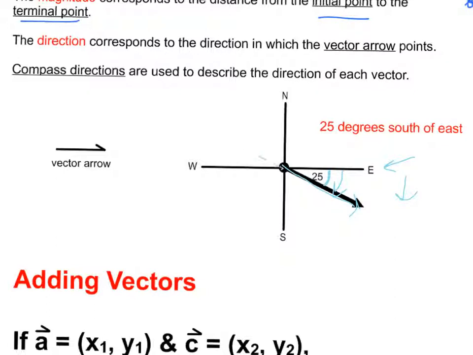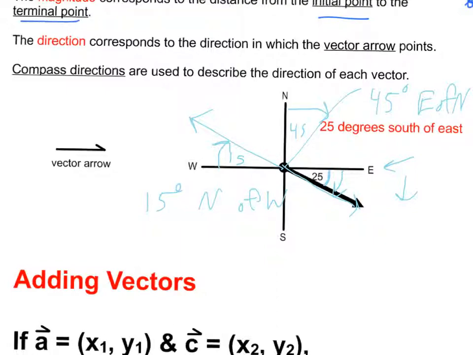Another example would be if I have this and it's 15 degrees, well, this vector is 15 degrees north of west. Okay. Another one, we'd put that one there and say this was 45. That would be 45 degrees east of north. Okay. I'm abbreviating it. I would rather you write that out.